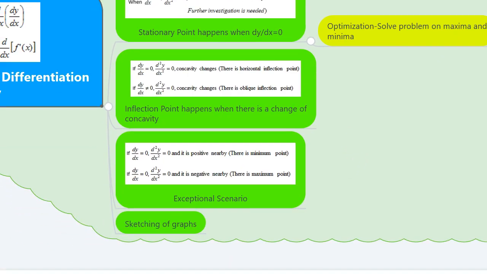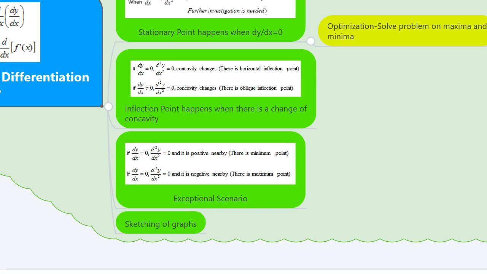Next we have inflection point. We learn that inflection point happens when there is a change of concavity. So if first derivative equals 0, second derivative equals 0, and there is a concavity change, that means that point is a horizontal inflection point. However, if first derivative is not 0, but second derivative equals 0, and there is a concavity change before and after that point, then there is an oblique inflection point.